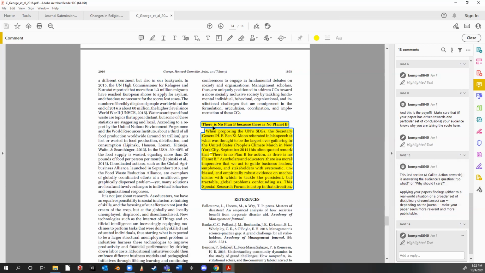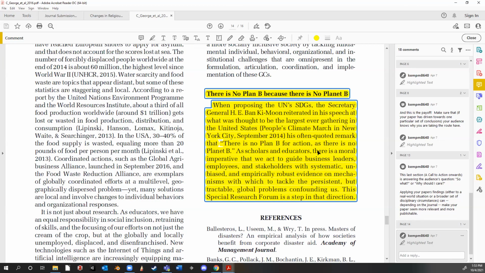Same thing here. The paper here, paper C, ends with a call to action, right? There is no plan B for action. As scholars and educators, let me zoom in for you, there is a moral imperative that we should act to guide business leaders, employees, and stakeholders with systematic, unbiased, and empirically robust evidence. This special research forum is a step in that direction, highlighting, hey, this is what you need to do with all the information I just told you.